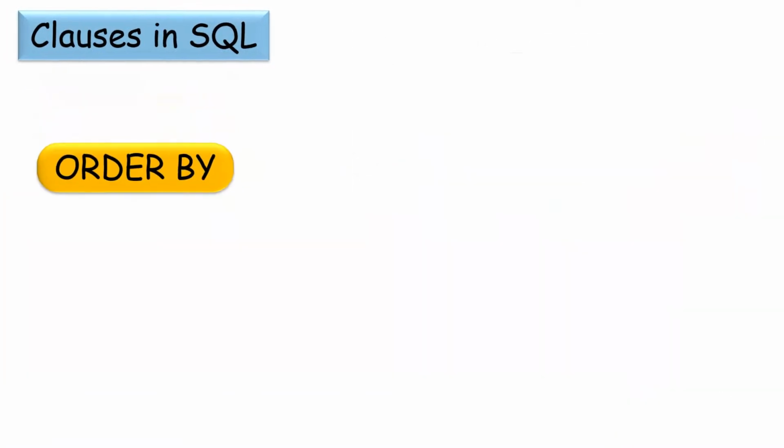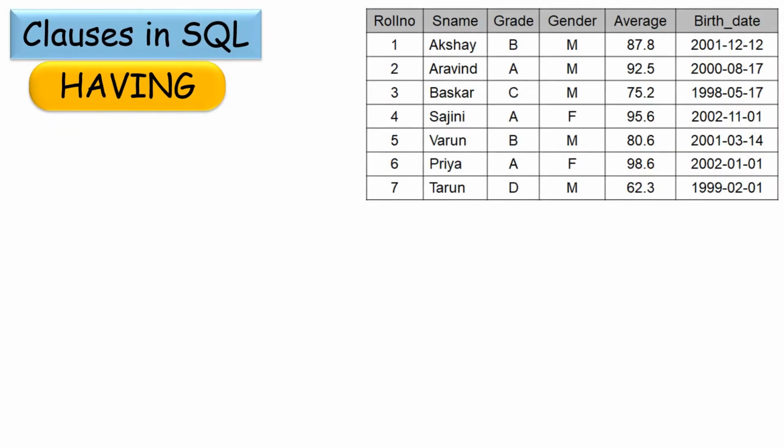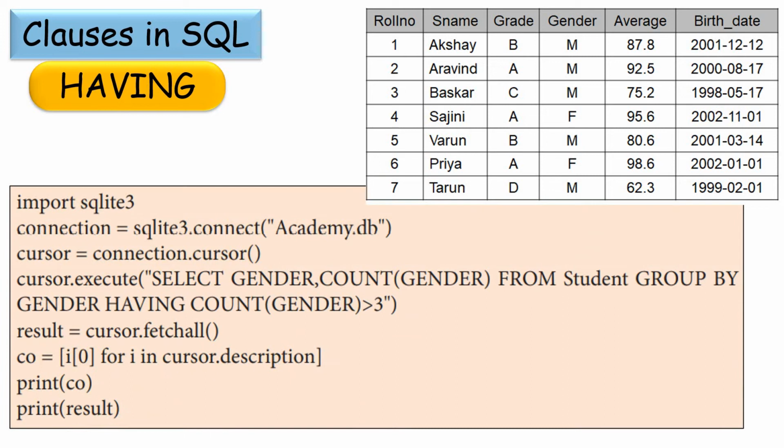The last clause is the having clause. Having clause is used to filter data based on the aggregate functions. This is similar to the where clause, but can be used only with aggregate functions. That is, aggregate functions cannot be used along with where clause, but can be used along with having clause. Look at this example. Select gender, count of gender from student, group by gender, having count of gender greater than 3.